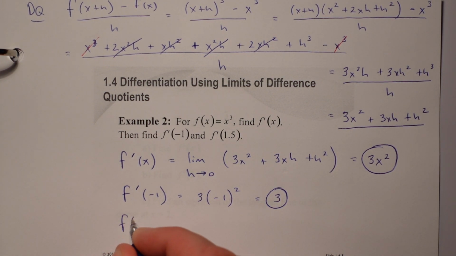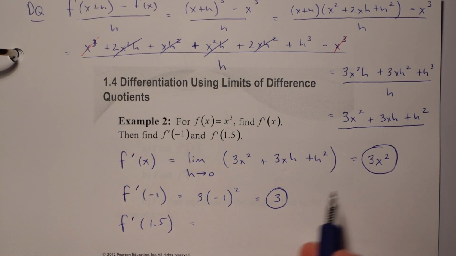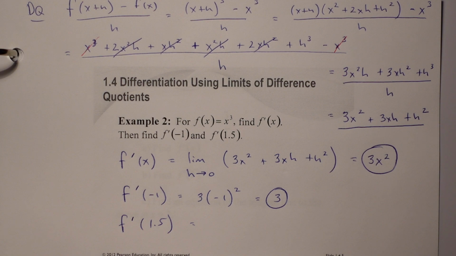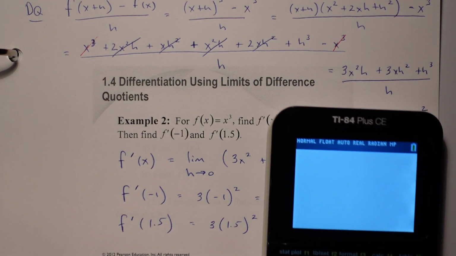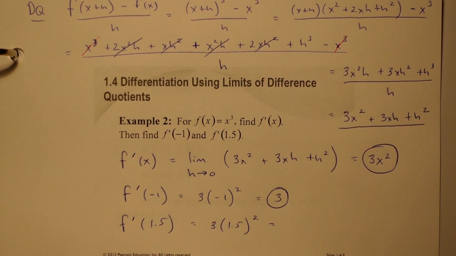Finally, f prime of 1.5. So I'm taking this x value, I'm plugging it into this derivative. That's going to tell us the slope of our function at that location. So that's 3 times 1.5 squared. And I'll do the calculation with you on that one. I don't know that off the top of my head, so I'm going to take 3 times 1.5 squared. Let me get that typed in correctly. So 1.5 squared, and I'm looking at 6.75 for the final slope.